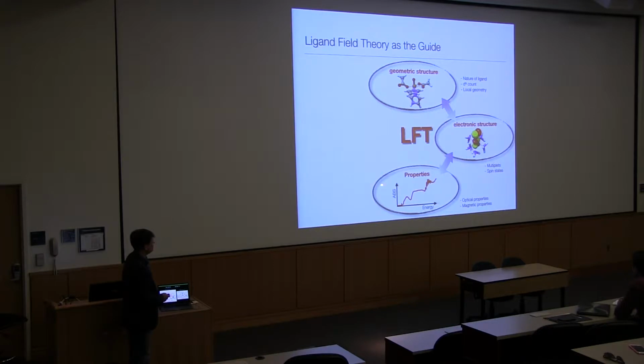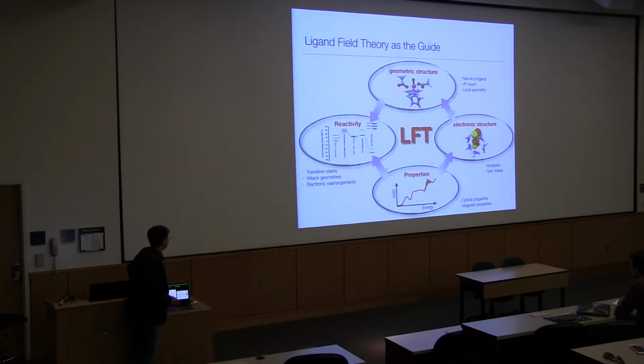Spectroscopy is really an experimental way to study electronic structure, right? And so here is the link between the experiment and the theory. There is no better link between electronic structure and reality than spectroscopy. And finally, it's the electronic structure that dictates the reactivity. So in principle, if you speak the language of ligand field theory, you can close the entire cycle. You can go from geometric structure to electronic structure. You have the spectroscopic properties, and then you can go back to the reactivity. And that is extremely powerful.